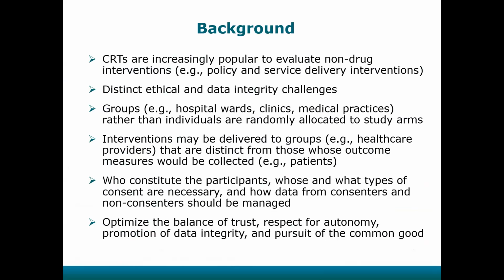So there may also be questions then in terms of how we think about the data in separating the data from those who are consenting actively and those who may not be consenting. How do we manage the data at the cluster level and at the individual level? So the question we want to think about is, how do we actually collect the data, manage the data, and use the data in a way that can optimize the balance of trust that the public may have in the research community, respect for individual autonomy, if that is relevant here. How do we promote also the data integrity and the pursuit of common good by engaging in research? The next slide.